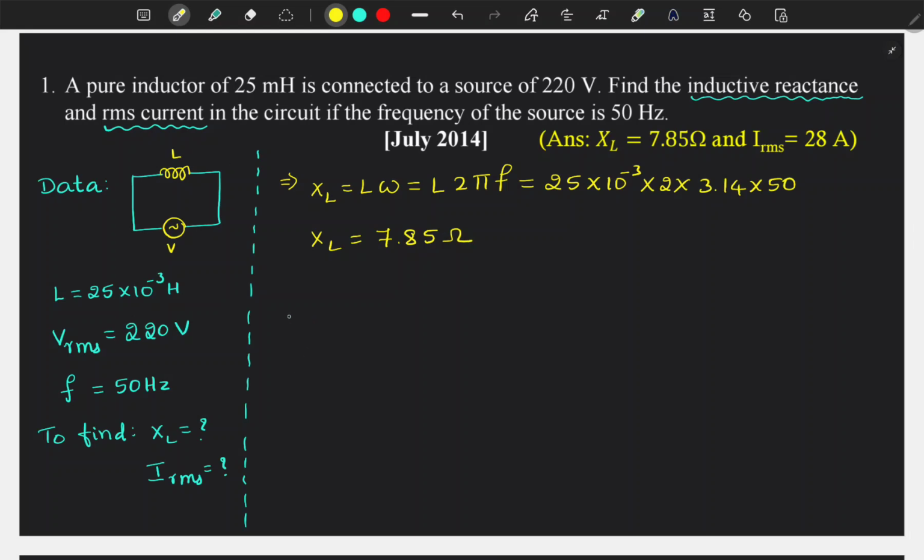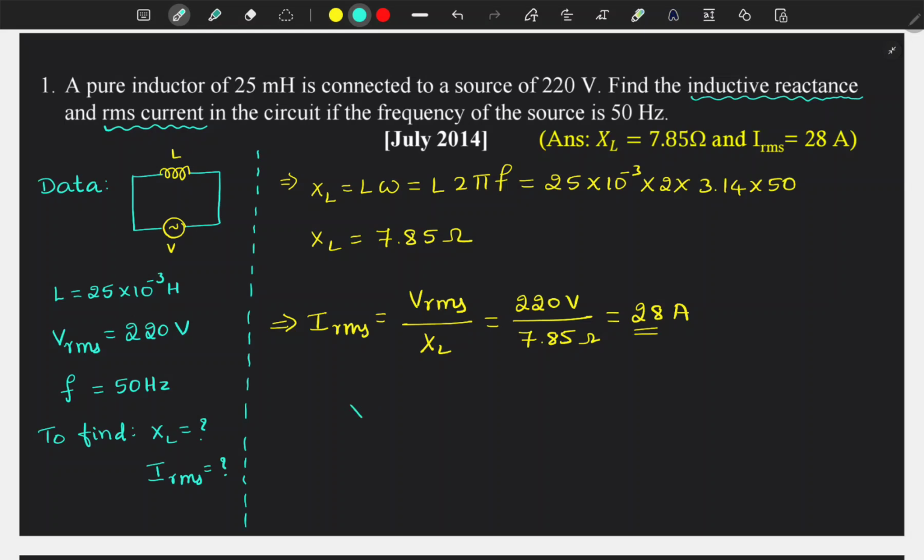Next we have RMS value of current, that is IRMS, which is equal to VRMS divided by XL. VRMS is 220 volts and XL value just now we have calculated, that is 7.85 ohms. So if you divide that, you will get around 28 ampere.